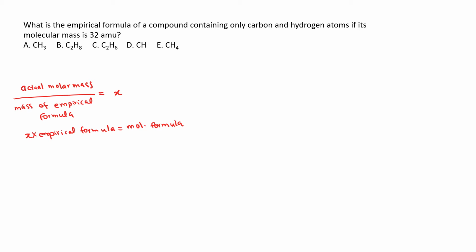So you get this ratio, and you are going to multiply it by the empirical formula to get your actual molecular formula. Don't get confused now. You are going to work with your masses first and get the ratio, and you are going to multiply this ratio by your empirical formula to get the molecular formula. So let's go to part A.